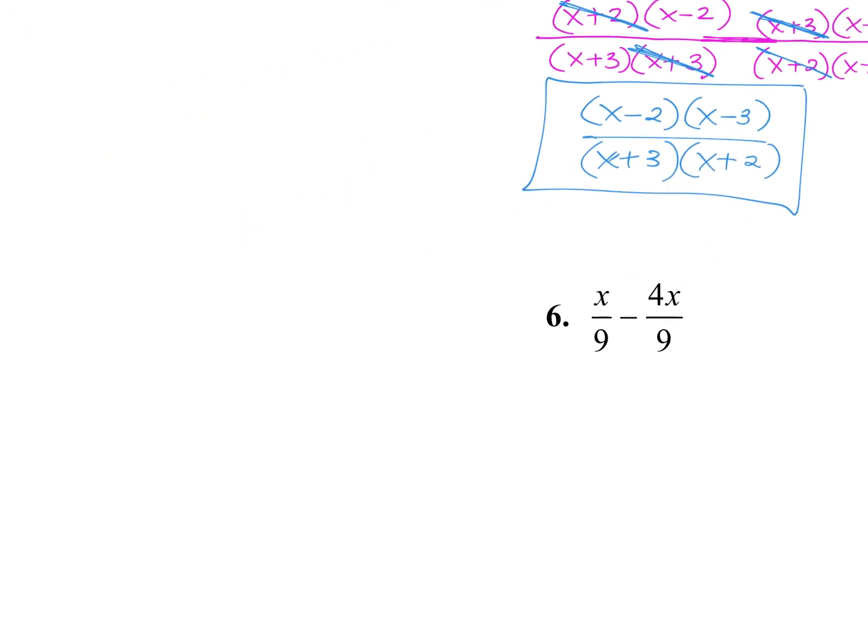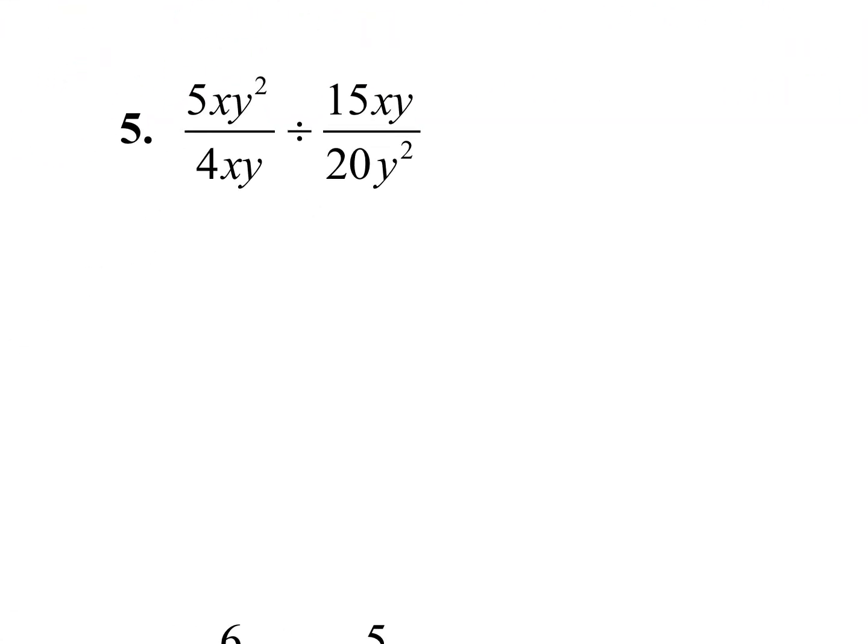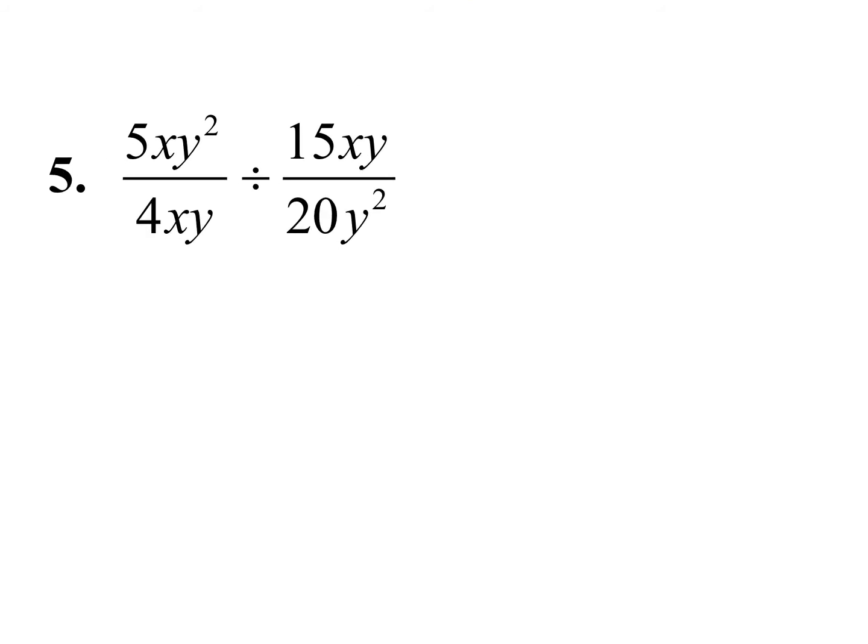All right, look at number 5. What do you do with division? Flip it and multiply, right? Flip it and multiply. So I'm just going to rewrite it. 5xy squared over 4xy times, and now flip it over, 20y squared over 15xy.